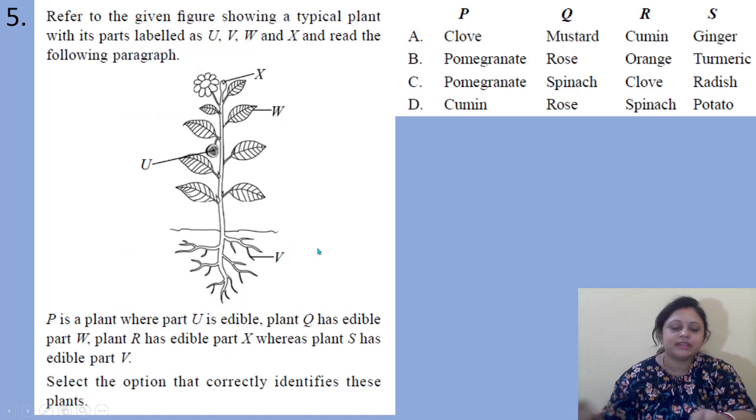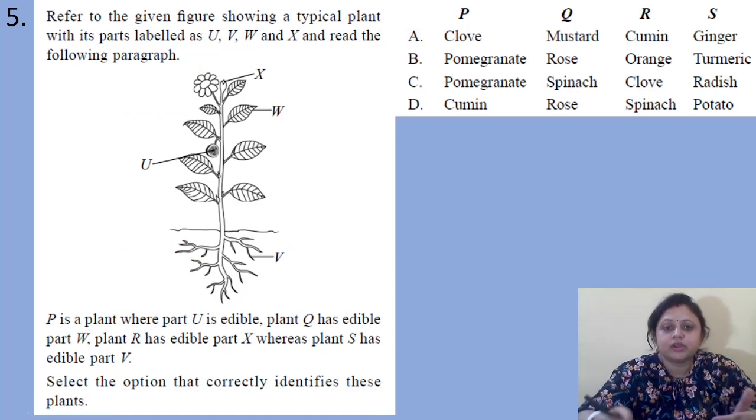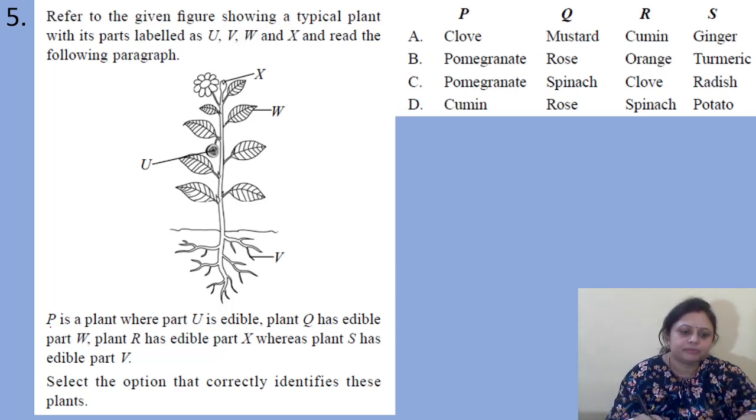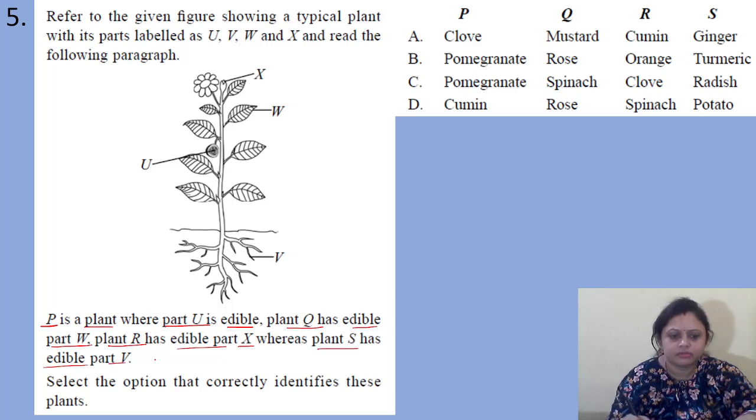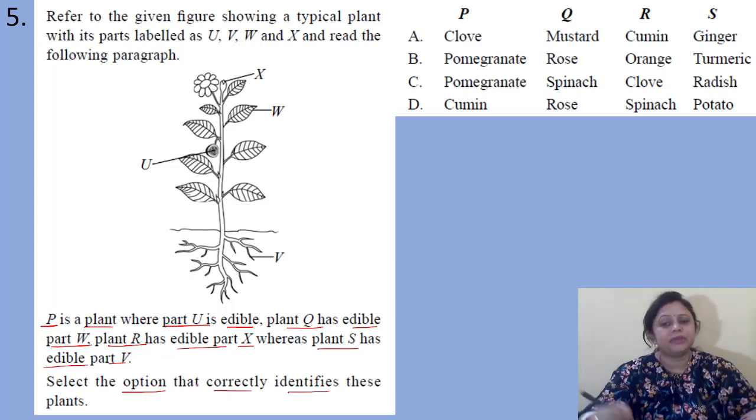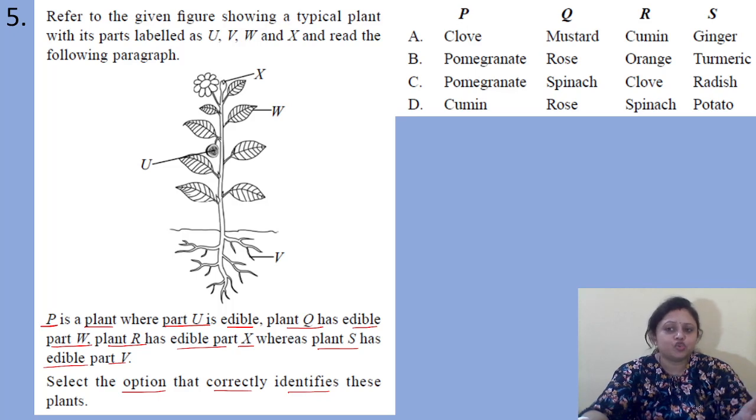Got it? Coming to the next question. Refer to the given figure showing a typical plant with its parts labeled as U, V, W and X and read the following paragraph. P is a plant where part U is edible. Plant Q has edible part W. Plant R has edible part X, whereas plant S has edible part V. Select the option that correctly identifies these plants. Options for PQRS: A. Clove, mustard, cumin, ginger. B. Pomegranate, rose, orange, turmeric. C. Pomegranate, spinach, clove, radish. D. Cumin, rose, spinach, potato.